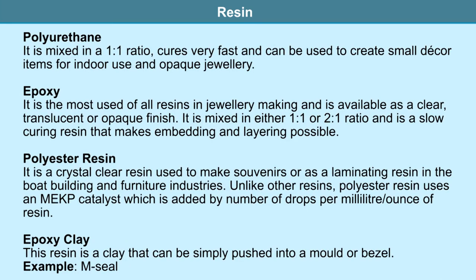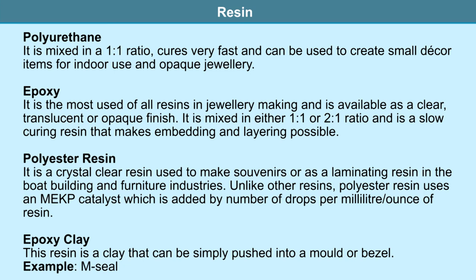Polyurethane. It is mixed in a 1:1 ratio, that is, one part resin to one part hardener, and cures very fast. It can be used to create small decor items for indoor use and maybe even opaque jewelry. It is a bit cheap and is commonly found in markets. Sometimes, what you think of as plastic is actually polyurethane resin.